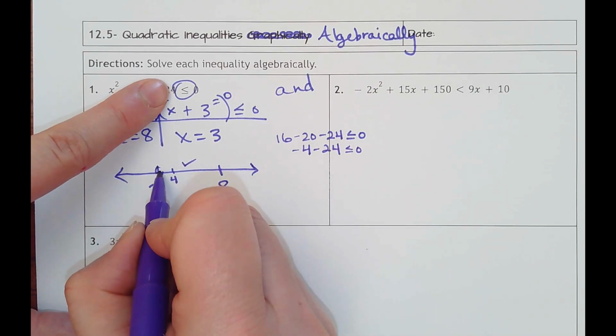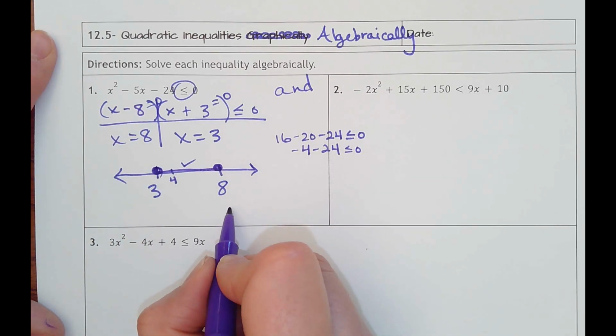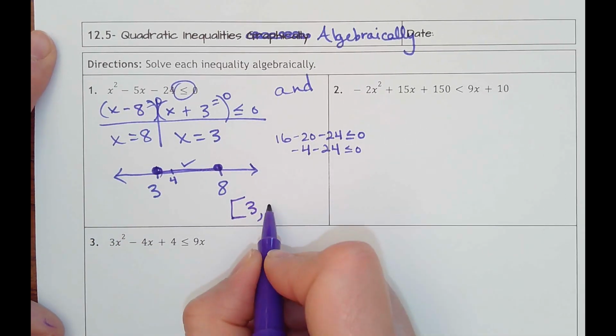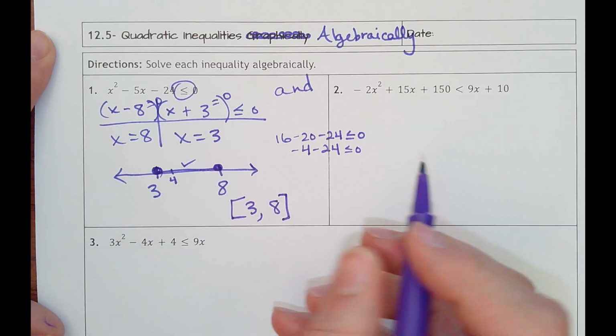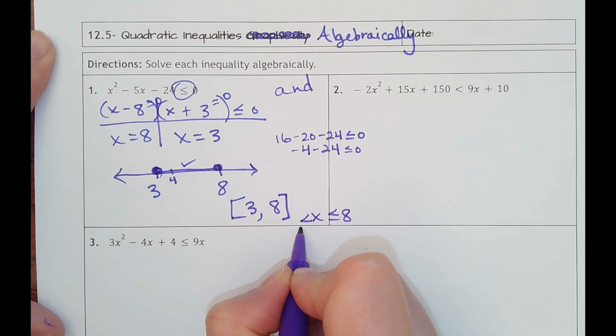And it'll be closed circles because of the equal to. So I would say either brackets, that x values are between 3 and 8, or an inequality where x is less than or equal to 8 and greater than or equal to 3.